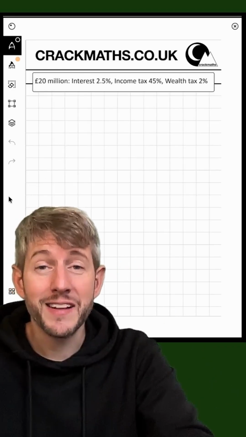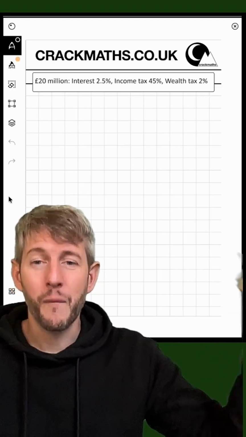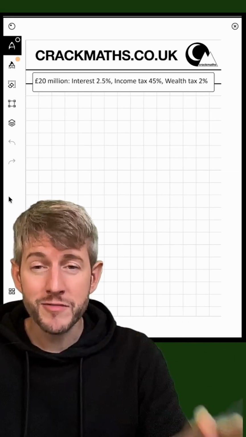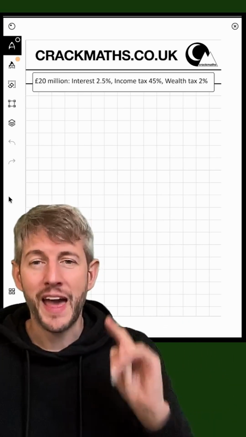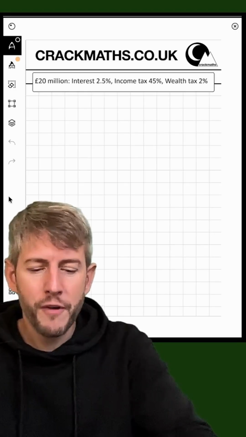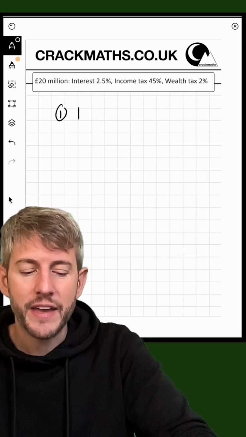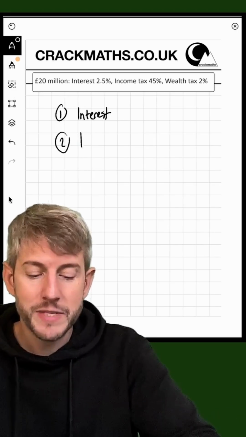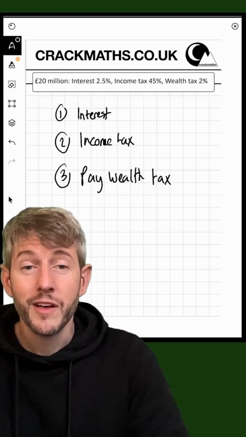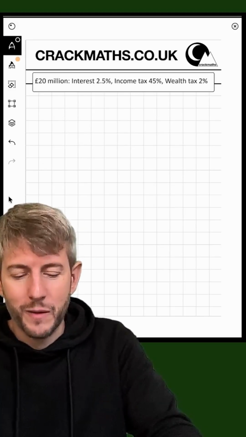Now, in order to answer this question, we're going to have to think about the order in which these things are applied. So we're going to assume that all of these things are going to happen at the end of the year. What I first of all believe would need to be the case is, first, they would get their interest. Second, you'd pay income tax. And then third, you'd pay the wealth tax. So let's take a look. So let's say we're starting with £20 million.